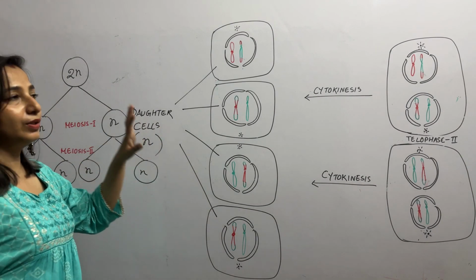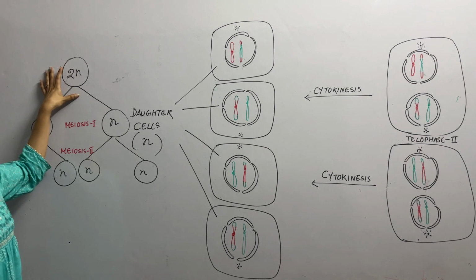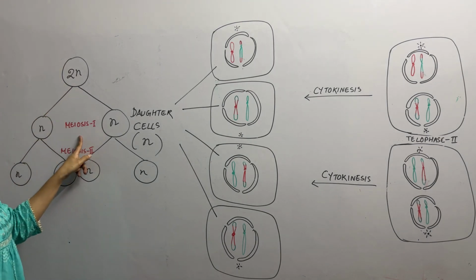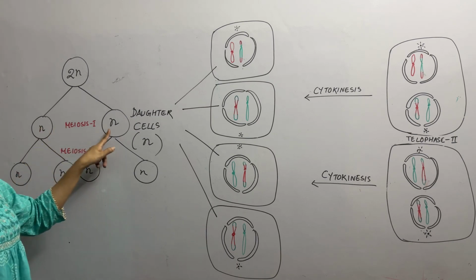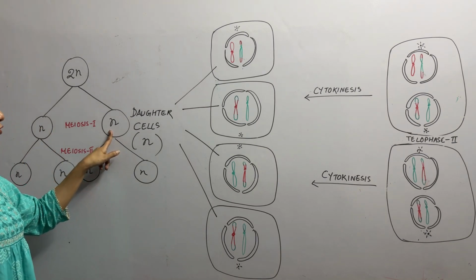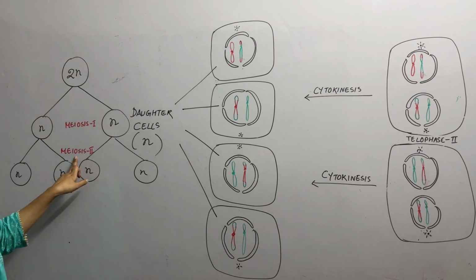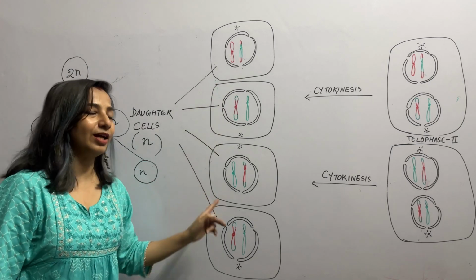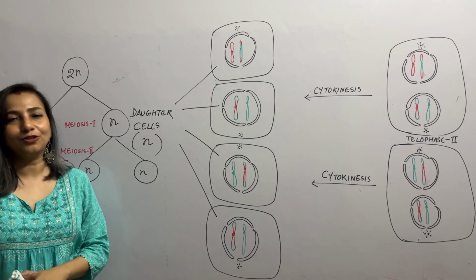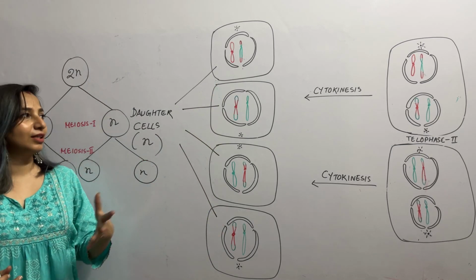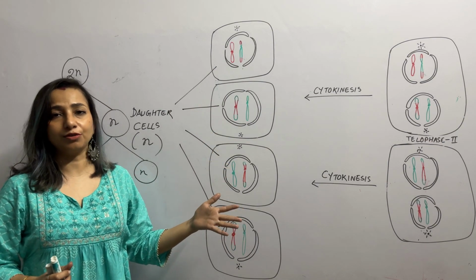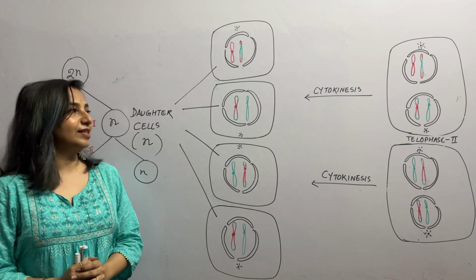So if you remember, we took a mother cell. The mother cell entered what? Meiosis 1. After that it produced how many daughter cells? 2 daughter cells. Clear? Those 2 daughter cells entered meiosis 2. And finally after meiosis 2, how many daughter cells were produced? 4. So these are the 4 haploid daughter cells. So generally in case of animals, this can be gametes, this can be eggs or sperms, isn't it? So this is the end of this lecture.